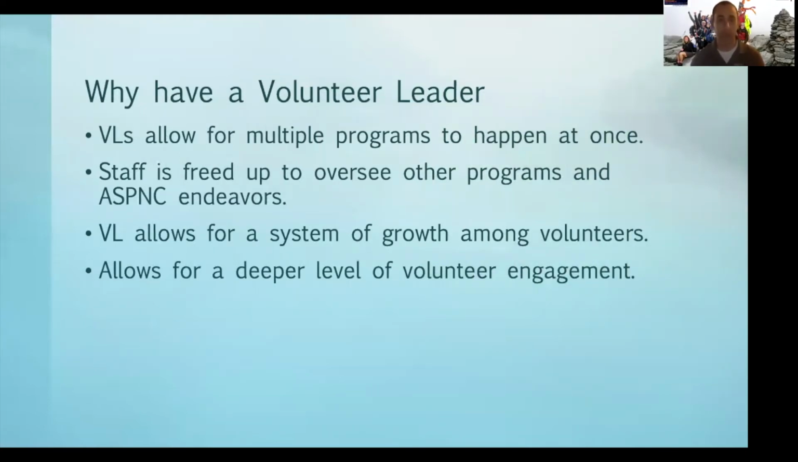The other thing that we found was it allowed for a system of growth for our volunteers. A lot of our volunteers enjoyed the challenge and having the pathway to develop themselves and grow and take on a more meaningful role in the program. So it allowed for that deeper level of engagement.